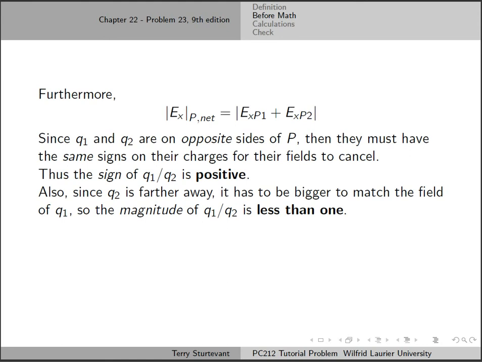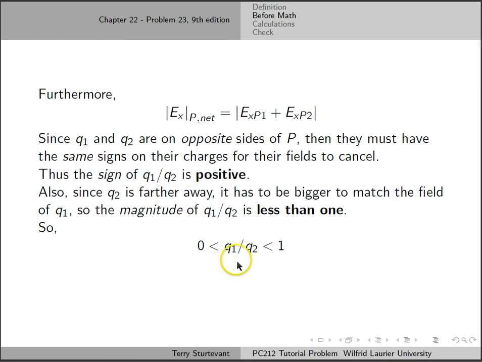As well, we know that since Q2 is farther away from P, then the charge itself must be bigger to match the field of Q1. So the magnitude of Q1 over Q2 is less than 1. So putting those together, we know that the ratio of Q1 to Q2 has to be greater than 0 and less than 1 before doing any math.